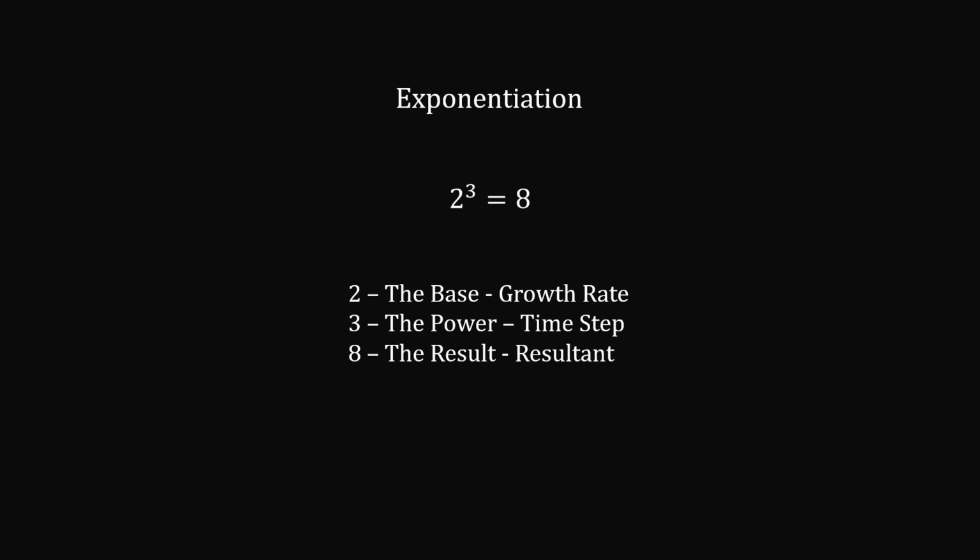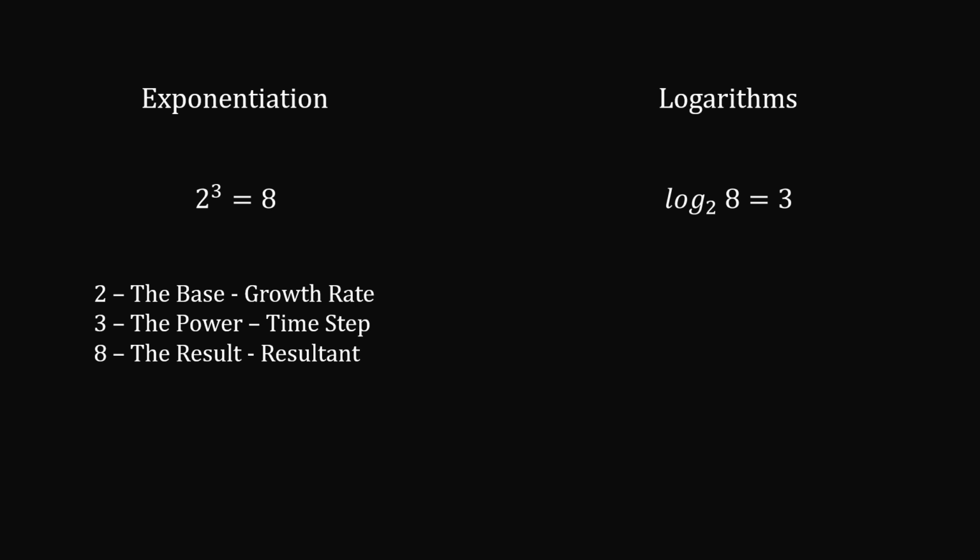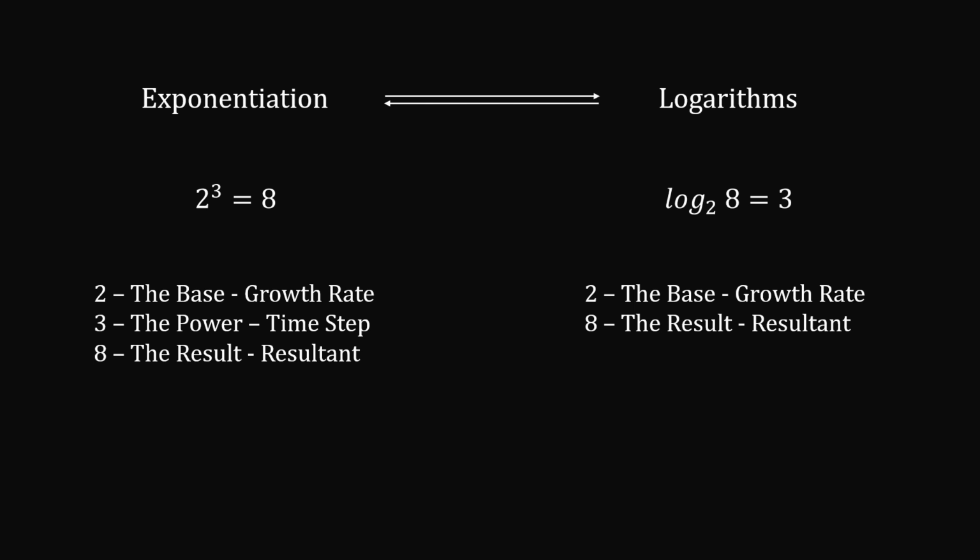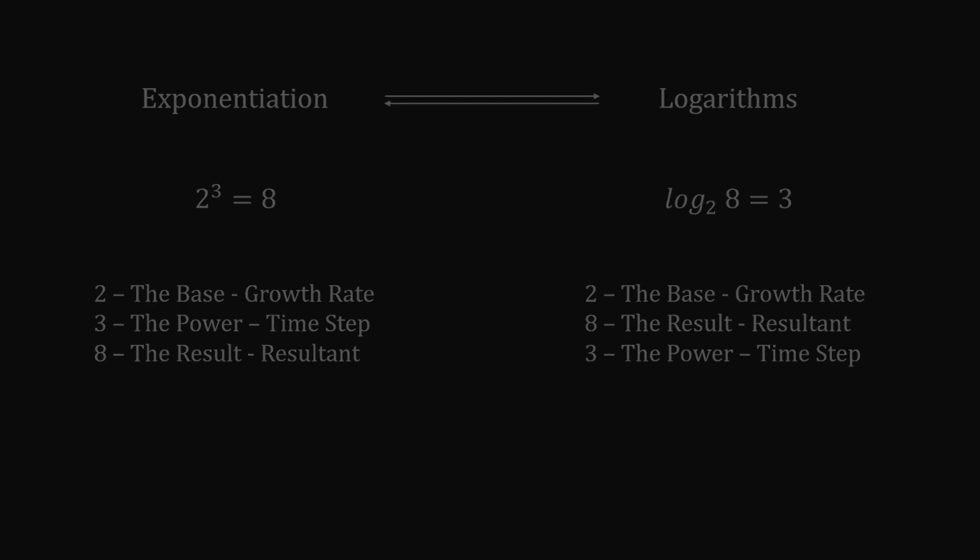Logarithms allow us to backtrack this process. Just like addition and subtraction are inverses of each other, logarithms are the inverse operation of exponentiation. If we have to find the log of 8 with the base 2, we will get 3. The base represents the growth rate, the 8 is representing the final result, and 3 is the time step. But as we were getting the resultant from the power in exponentiation, now in log we get the time step as the answer. But why is this useful?